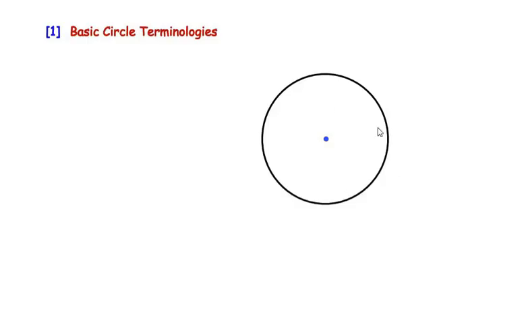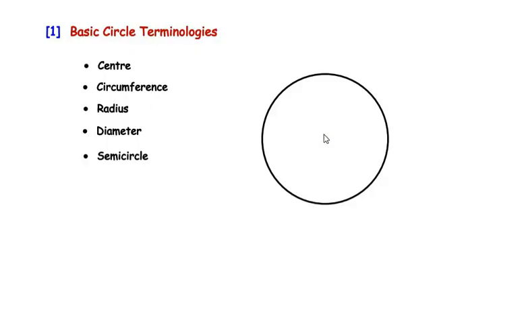Now a circle is a two-dimensional geometric shape and it is made up of a set of points which are at equal distance from a point. The point which is at the center of the circle is called its center. The boundary or outline of the circle is called the circumference or the perimeter of the circle.